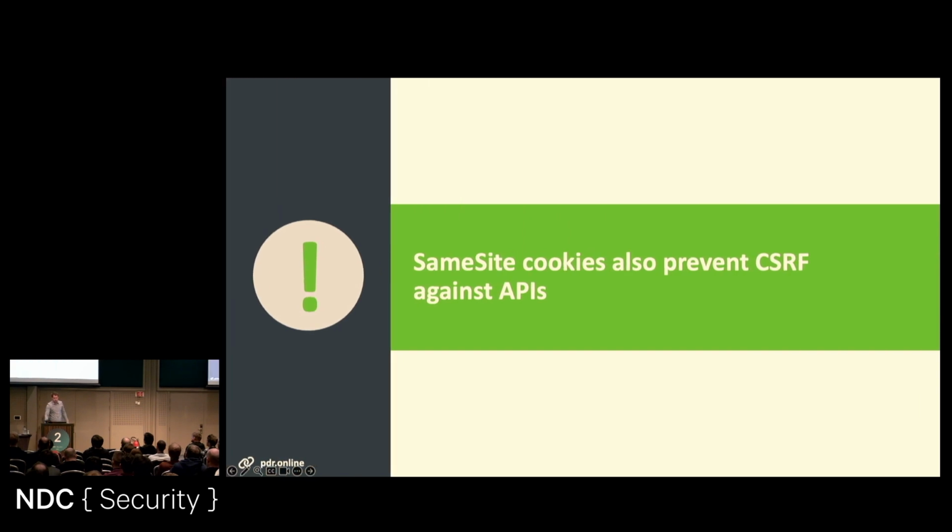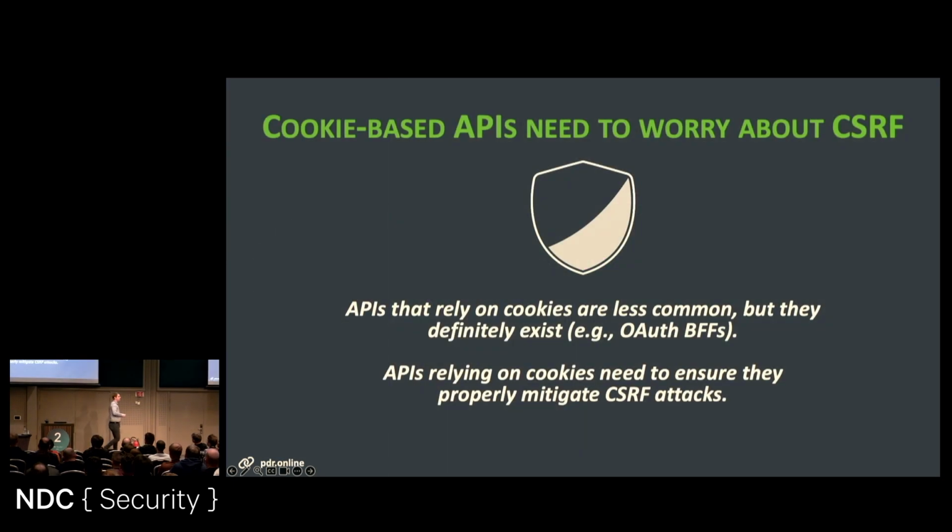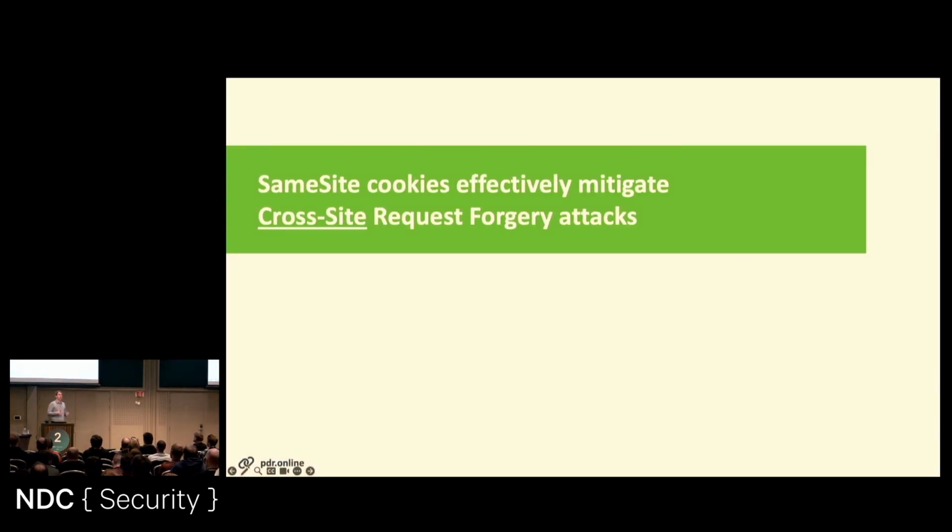So same-site cookies also prevent CSRF in API-based applications. What's the takeaway here? The takeaway is if your API relies on cookies for authentication state, you have to think about cross-site request forgery. Maybe you can get away with same-site cookies, that's a good thing, but it's something you have to actively think about. All right? So same-site cookies effectively mitigate cross-site request forgery attacks.